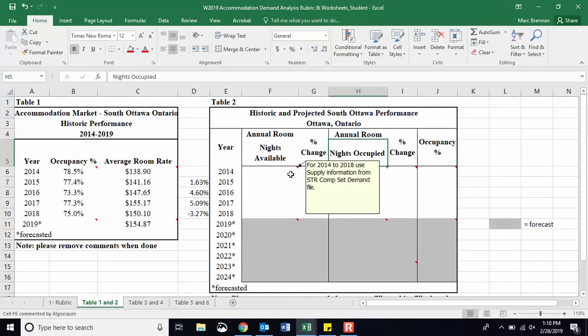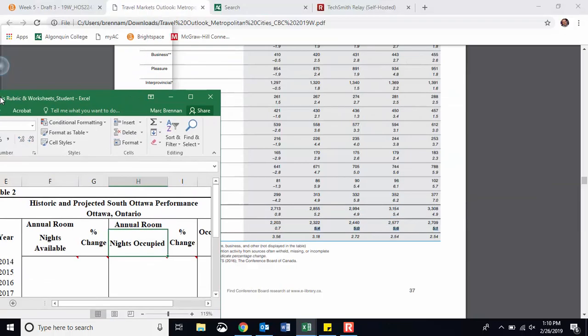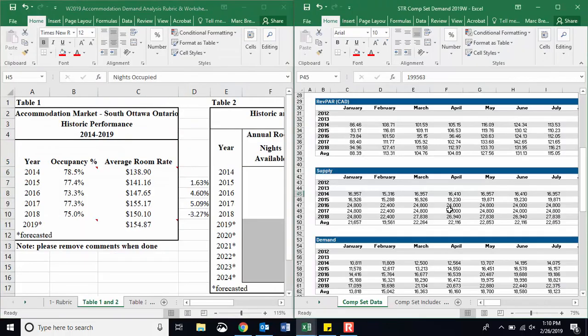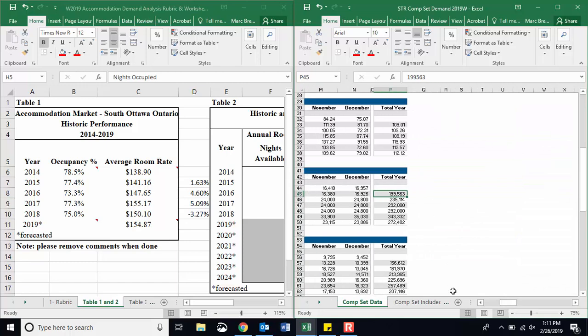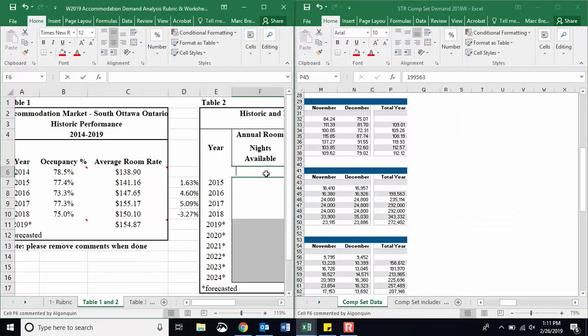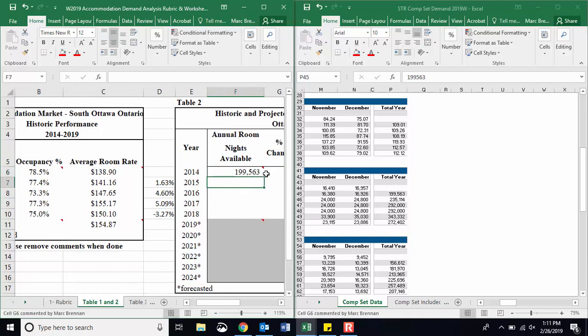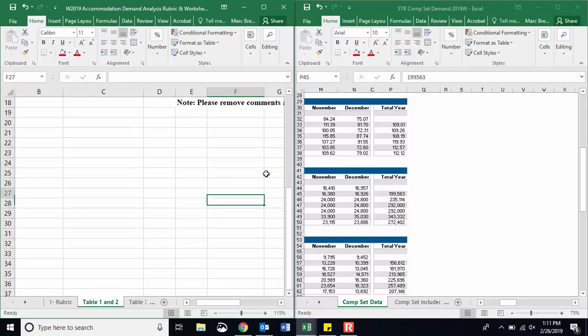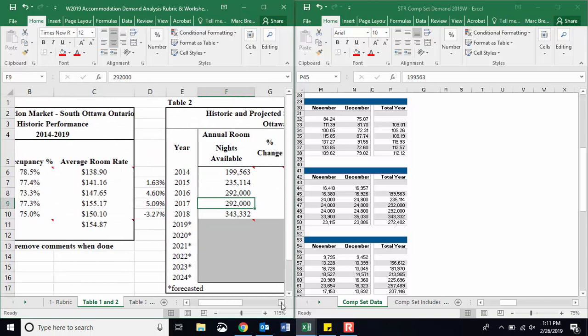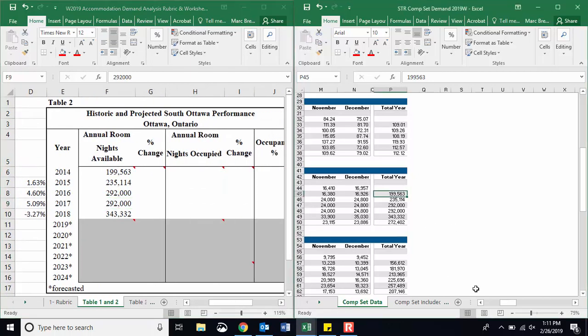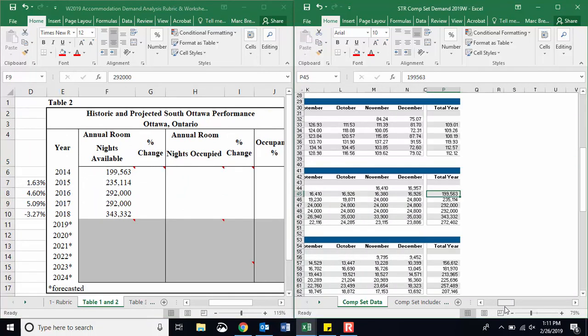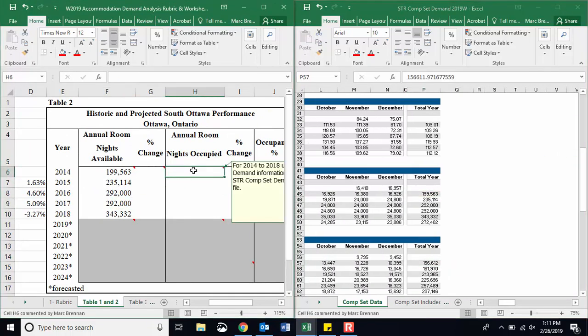Table number 2. So let's go through it together. For 2014 to 2018, you supply information from STR comp set demand. Let's do that. So there's the STR supply. So 49,563,235. Perfect, so there you go for that. And then we'll bring in the demand first. Demand is the next one down, so I'm simply copying over these numbers right here.